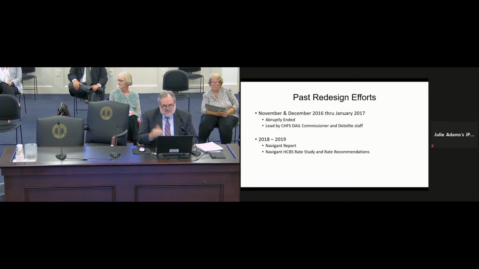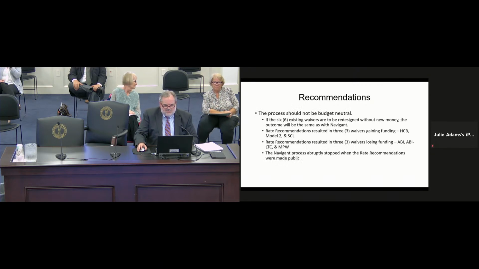Briefly, past redesign efforts. Navigant, heard a lot about it. But before that, there was one started by the cabinet as well. The commissioner led. We met 3 times. That ended abruptly. So we've talked about redesign before. Navigant report, heard it earlier, 49 findings, 11 recommendations, and a rate study that was done. I think that's the controversial piece, the rate study.